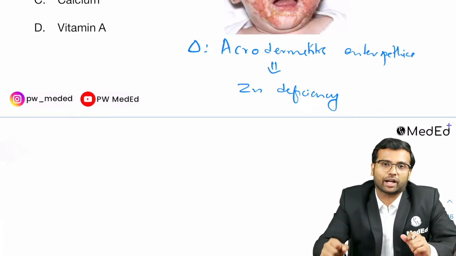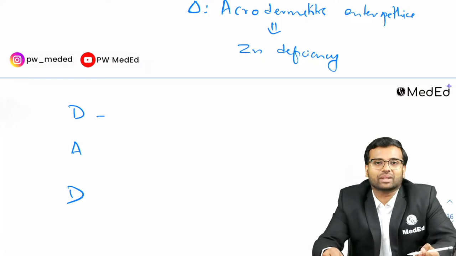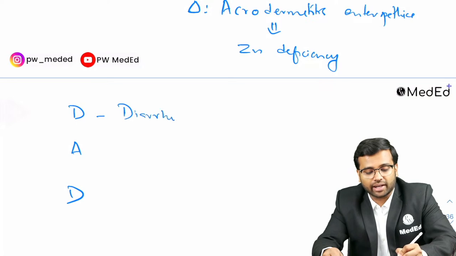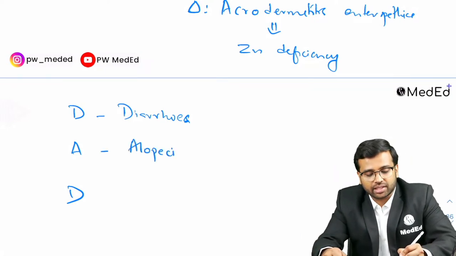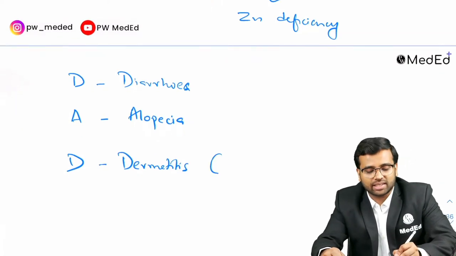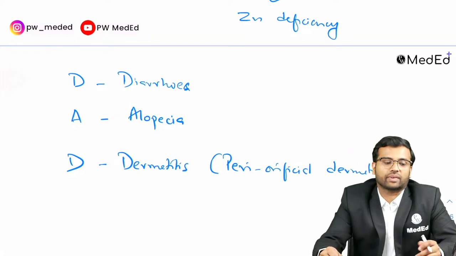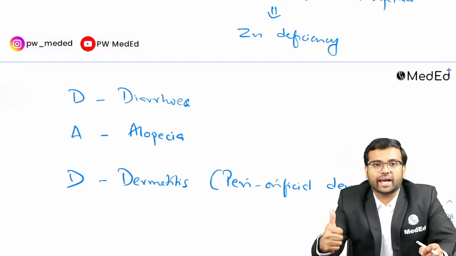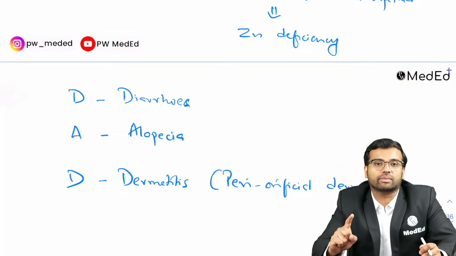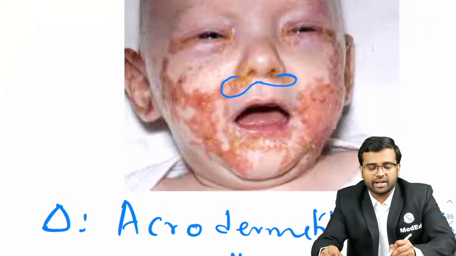Now, what are the clinical features of acrodermatitis enteropathica? You can remember it with the mnemonic DAD. D stands for diarrhea, which means the patient would have a complaint of loose stools. A stands for alopecia. And D stands for dermatitis. The type of dermatitis you can see is a periorificial dermatitis. So, very good. All of you are able to answer. Diarrhea, alopecia and dermatitis are the three cardinal features. And always remember, it is periorificial. That is why in this image the lesions are present outside the nasal cavity and around the mouth.